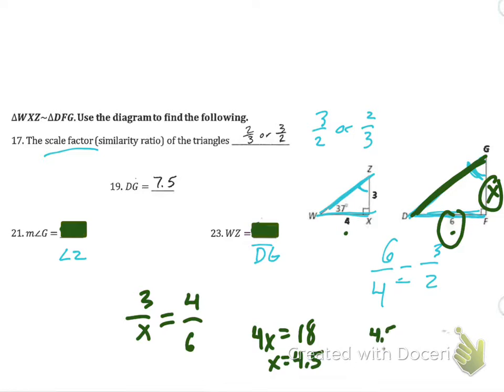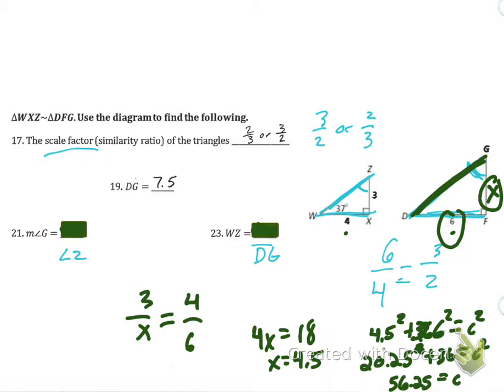So that would be 4.5 squared plus 6 squared is equal to c squared. So that would be 20.25, that's already squared, sorry about that, plus 36 is equal to c squared. So I would get 56.25 is equal to c squared. I would take the square root of both sides in order to find c, and when I do that, I get 7.5. Okay? All right, measure G.